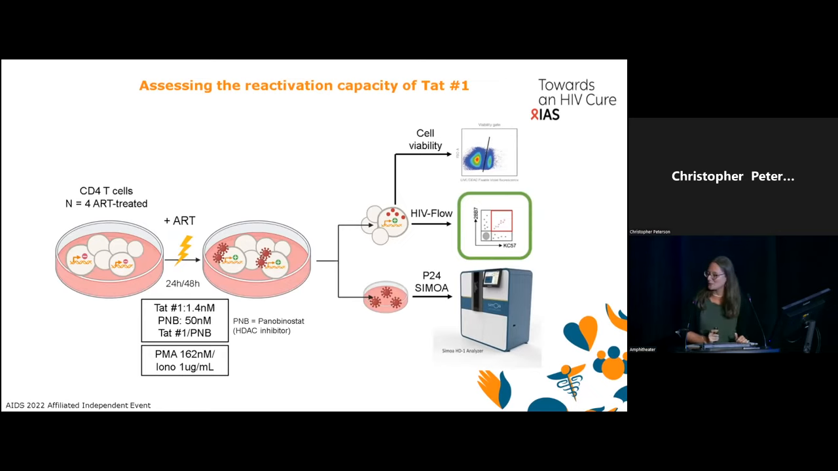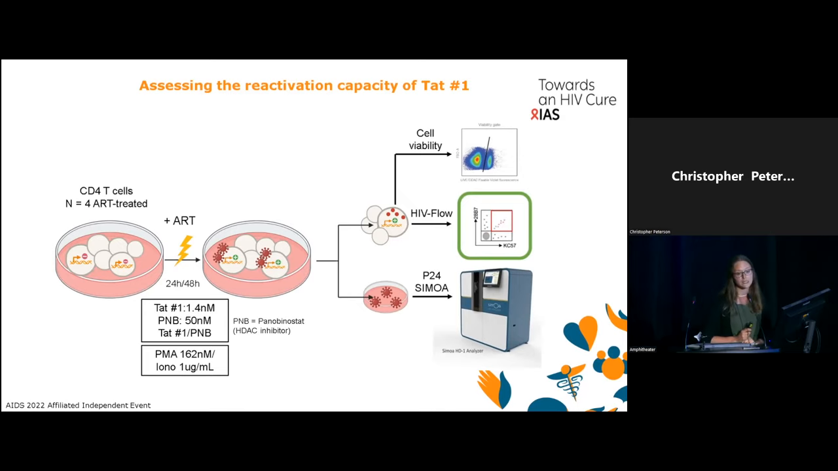They were stimulated for two different time points, 24 hours or 48 hours, with the TAT compound alone or in combination with the HDAC inhibitor panobinostat. And we used PMA ionomycin as a positive control. So there were three different readouts that were done.